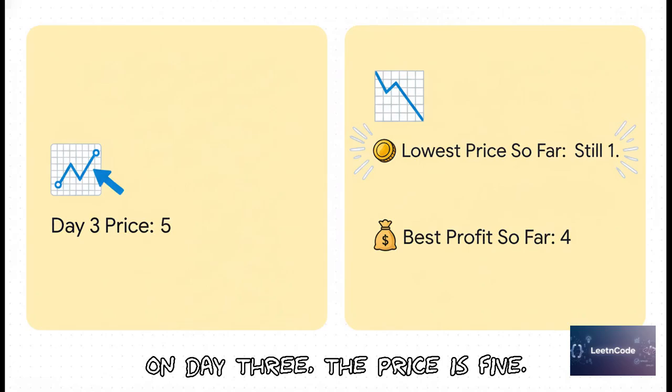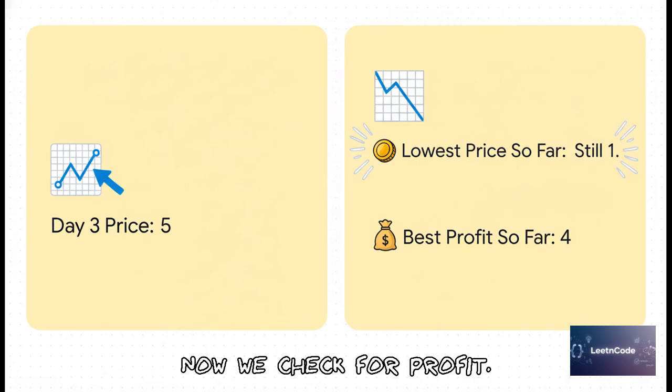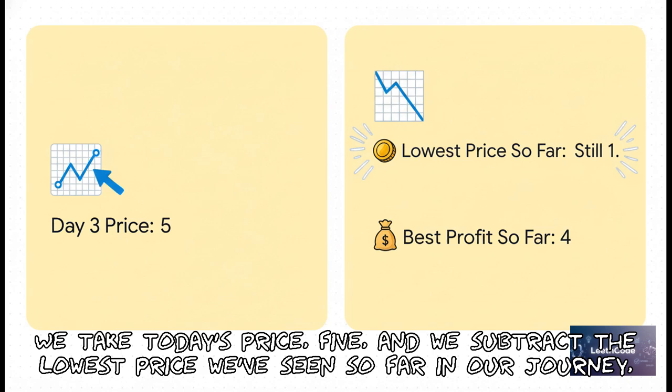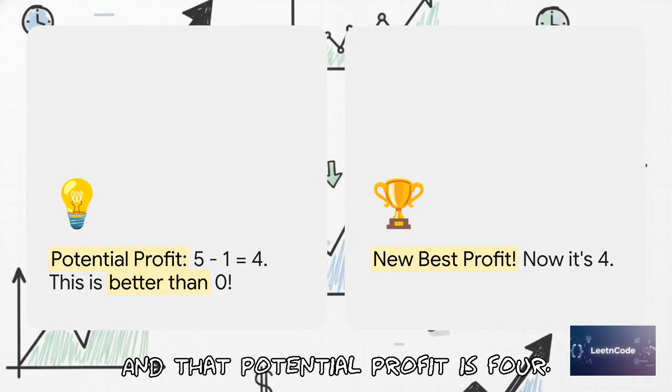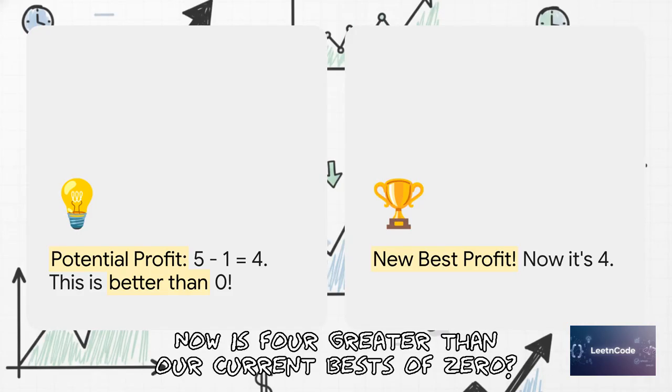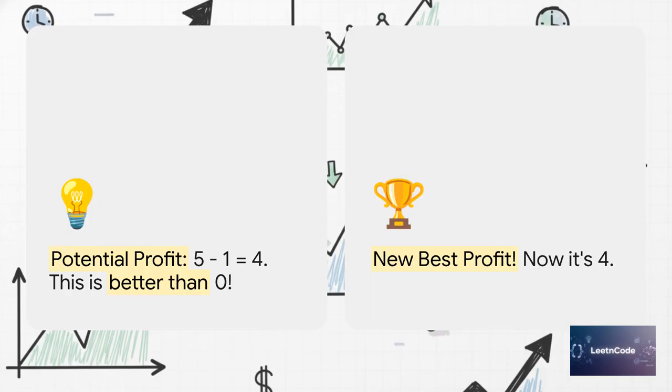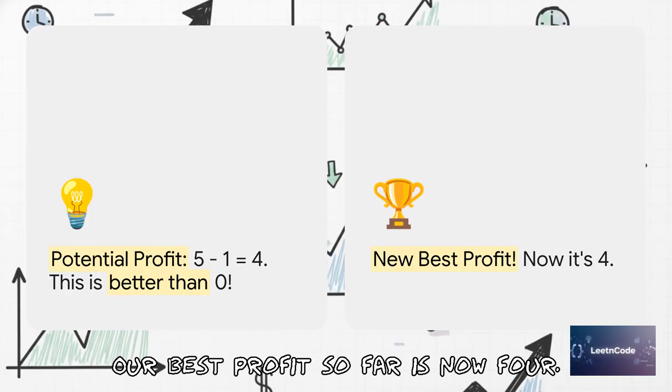On day 3, the price is 5. Now we check for profit. We take today's price, 5, and we subtract the lowest price we've seen so far in our journey, which is still 1. And that potential profit is 4. Now, is 4 greater than our current best of 0? For sure. So we update it. Our best profit so far is now 4.